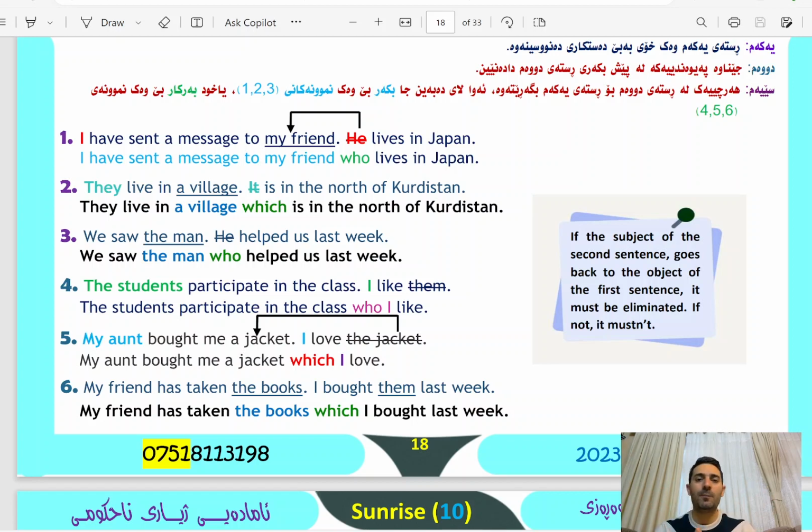Point number 2 says: they live in a village. The village is in the north of Kurdistan. What is common in both sentences? In both sentences the word village is common.